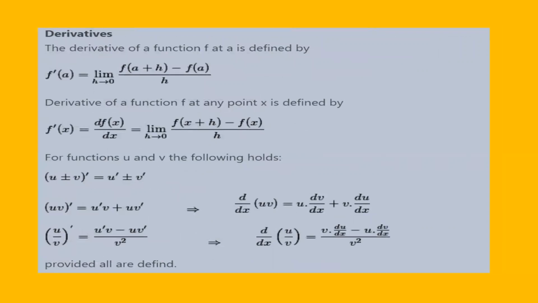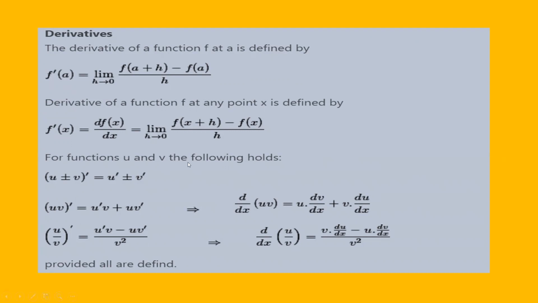Now let us define the derivative. The derivative of a function f at a is defined by f dash of a equals limit h tends to 0 of (f(a + h) - f(a)) upon h. The derivative of a function f at any point x is defined by f dash x, d by dx of f(x), equals limit h tends to 0 of (f(x + h) - f(x)) upon h.